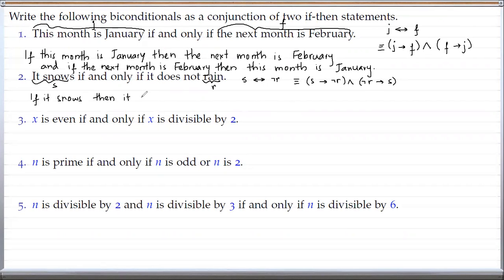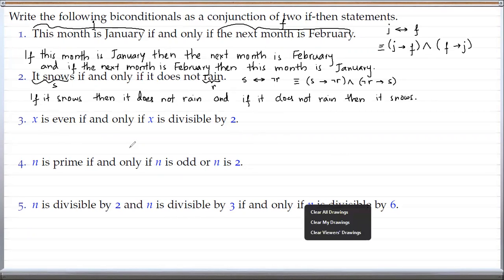Since we have not R, it does not rain, and not R implies S. And if it does not rain, then it snows. So this is the conjunction of two conditionals for this biconditional. Let's look at the next example now.